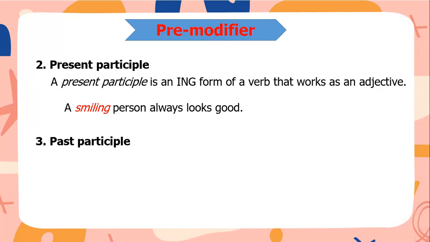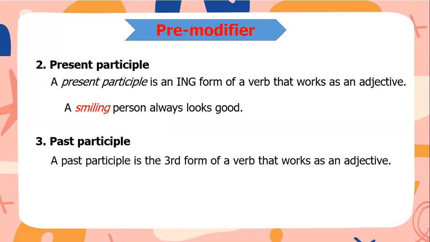Next is the past participle. A past participle is the form of a verb that works as an adjective. Let's have an example. A motivated person can do anything. Motivated is a past participle and modifies the noun person.